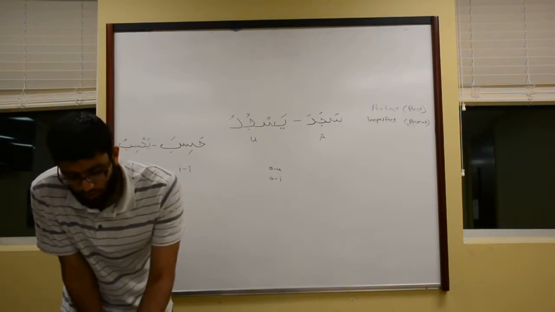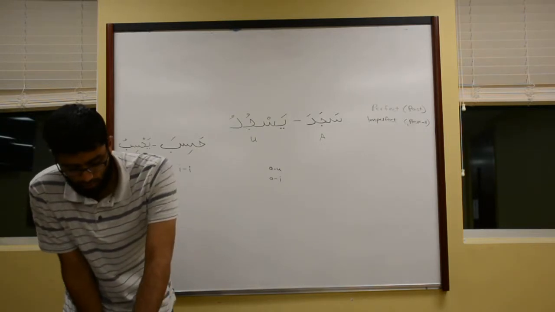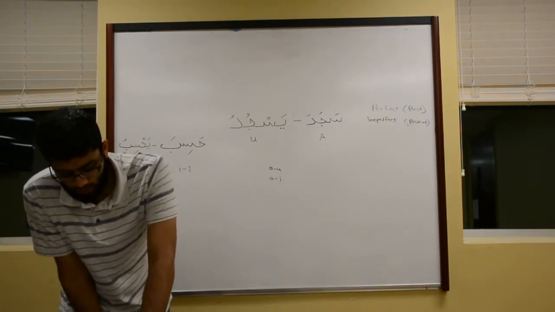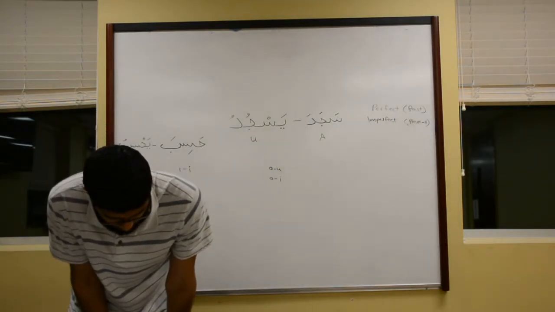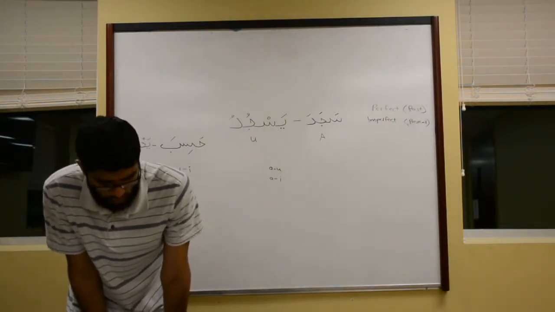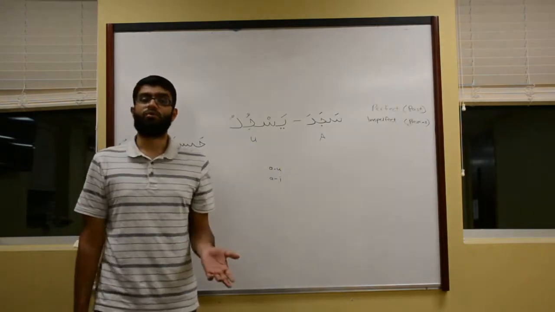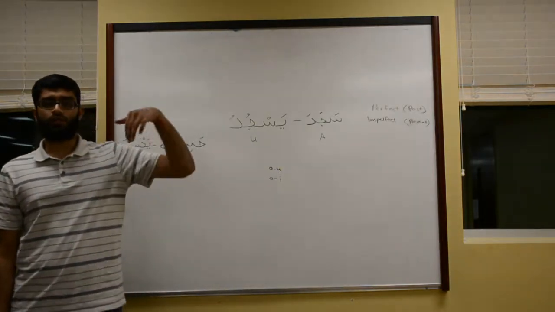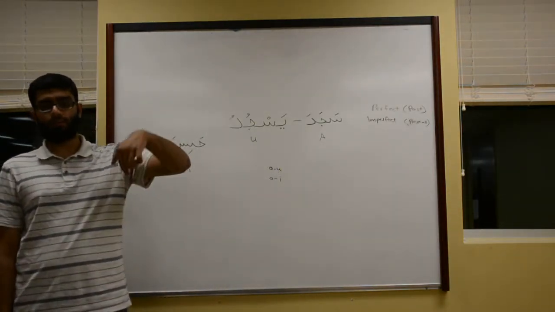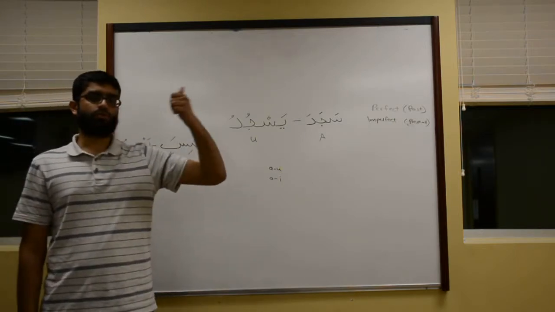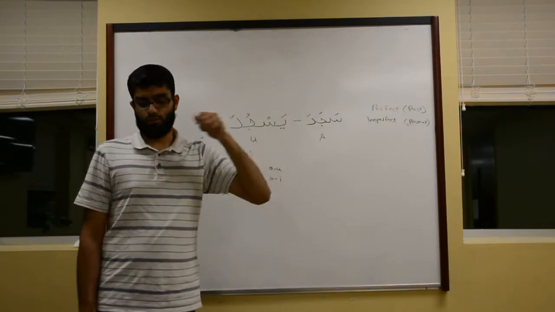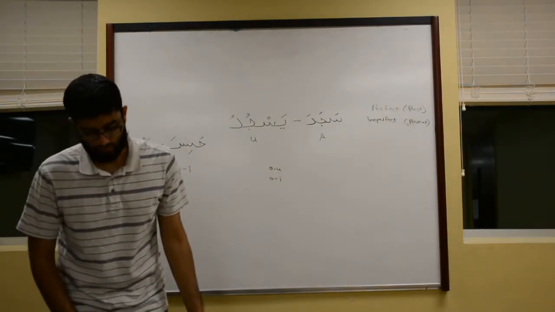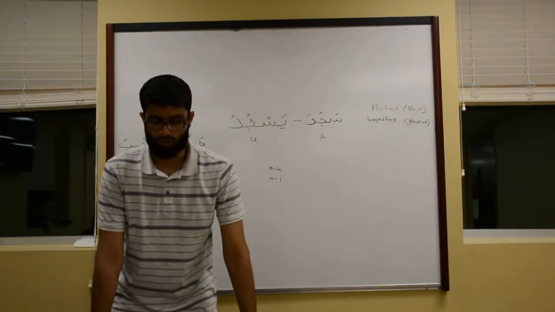And then you see in the third row they have the example nasara yansuru. So they tell you this is how you conjugate them in the present. Karuma yakrumu. Sami'a yasma'u. Sami'a is the opposite: you have a kasra in the past, sami'a, but when you get to the present, you say yasma'u, he listens, with a fatha.